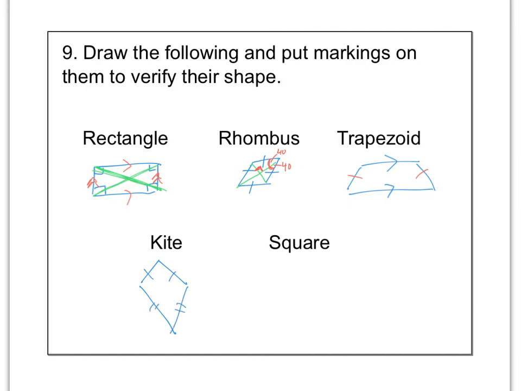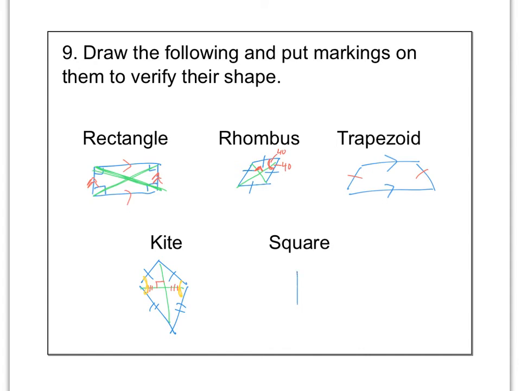Looks like this. One thing about a kite is the diagonals are perpendicular, so they do meet at 90 degrees. One diagonal gets bisected, but one doesn't. 2 of the angles are congruent. This one over here and this one over here would be the same size, but not the top and bottom angles. Lots of kind of crazy things about a kite.